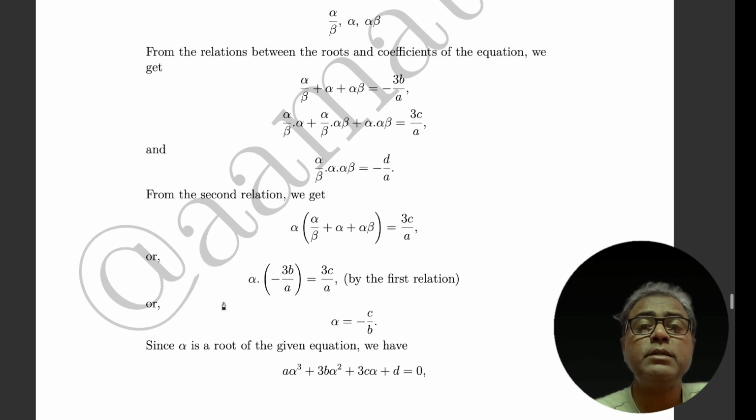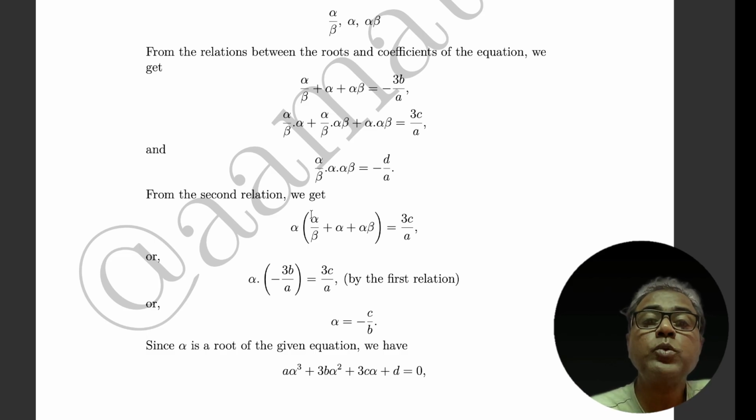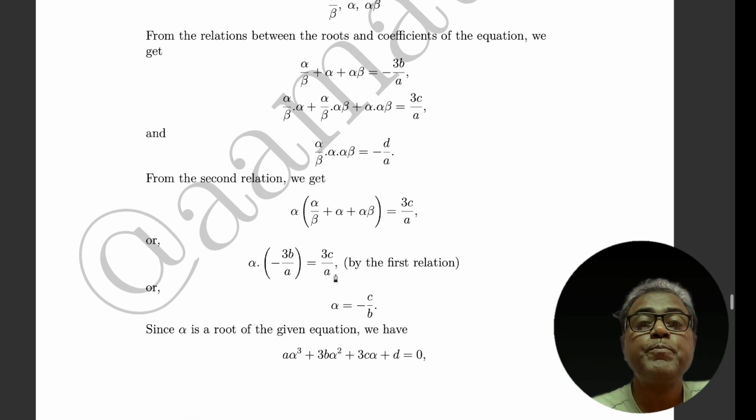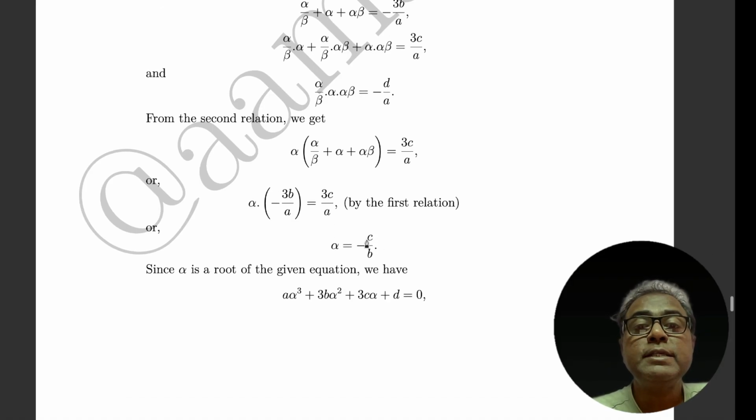From the second relation, taking alpha common, we get alpha times (1 by beta plus 1 plus beta) equal to 3c by a. Now, this 1 by beta plus 1 plus beta we get from the first relation, minus 3b by a, and put it here. So alpha equal to minus c by b.